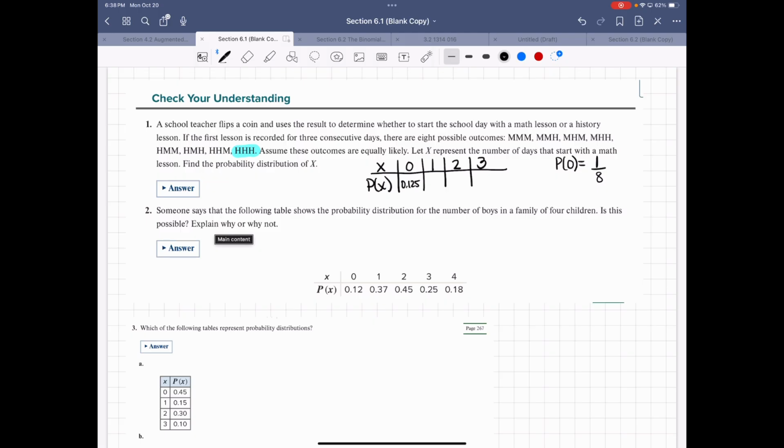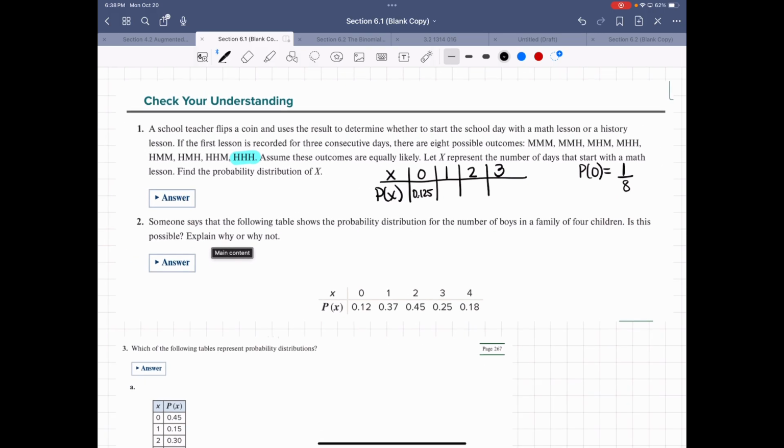0.125. Good. Okay? All right. Now, let's do P of 1. Okay? 8 total flips again. Out of those 8 total flips, how many outcomes have just math once? 3. Just one time.